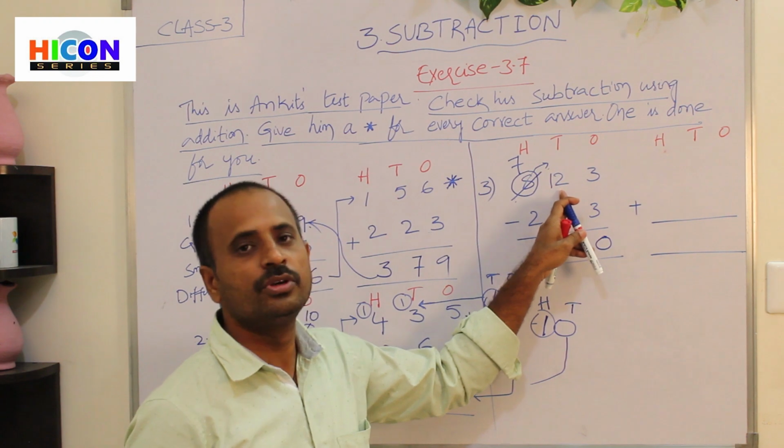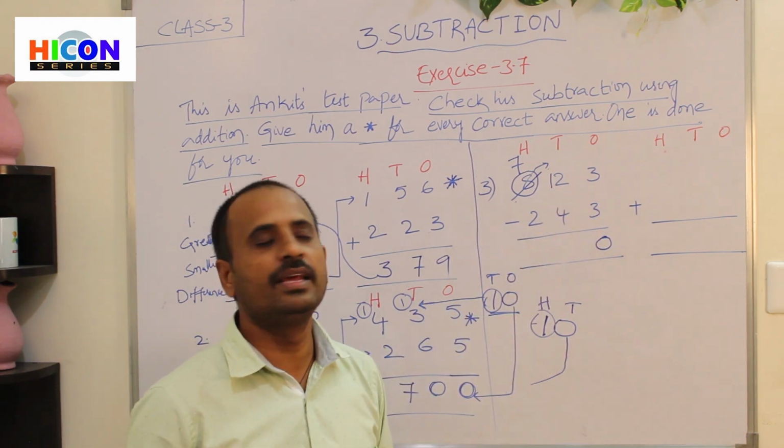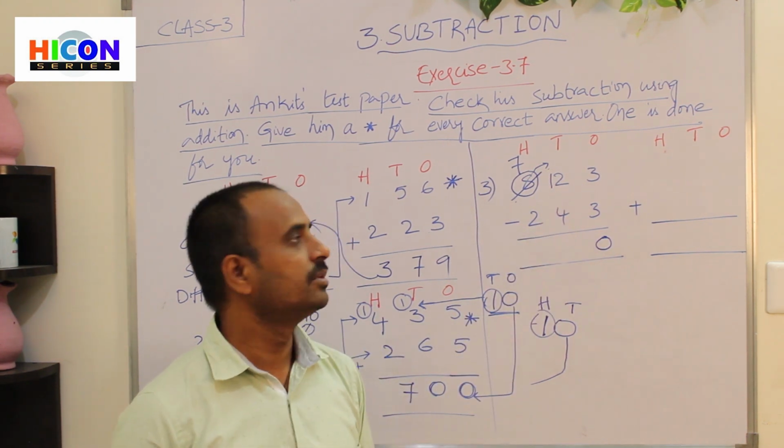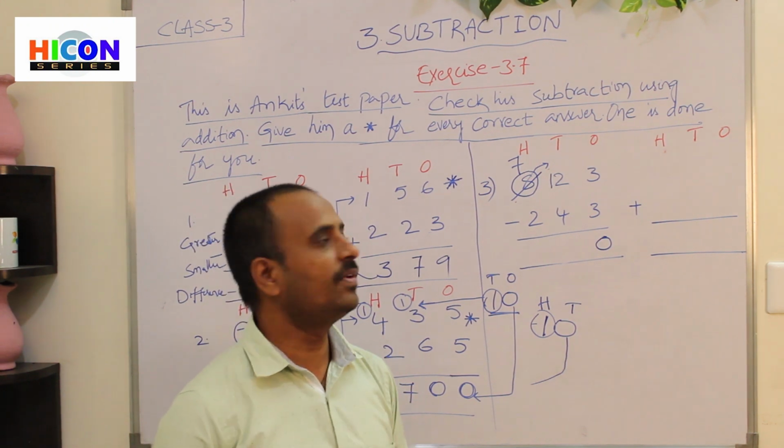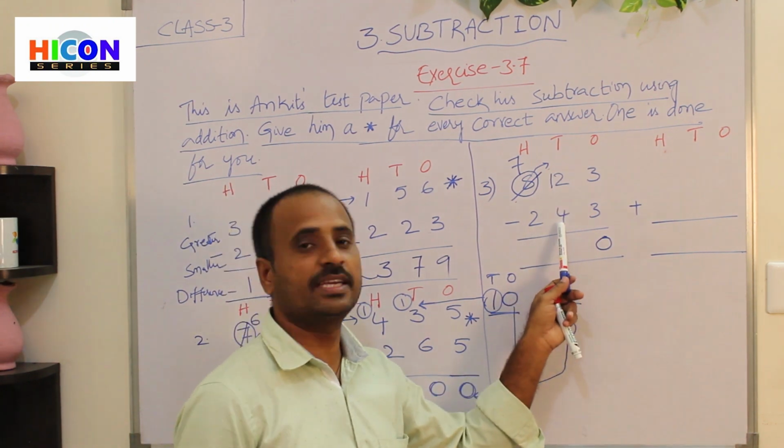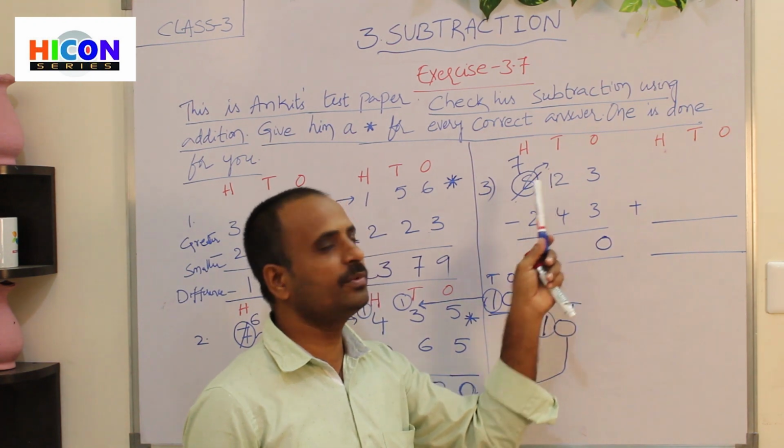There is already 2, so simply write 1 before it, then it becomes 12. So now do the subtraction. So what is the first number here? 12. What is the second number? 4. Subtract 4 from 12.